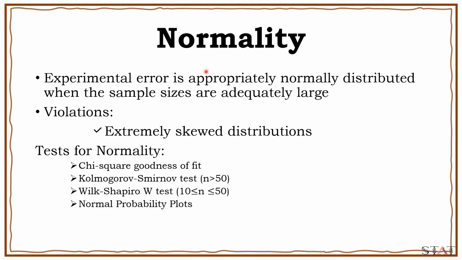So, the next assumption is normality. Experimental error is appropriately normally distributed when the sample size is adequately large. What are the violations? An extremely skewed distribution. For the test for normality, we could use the chi-square goodness of fit, the Kolmogorov-Smirnov test, the Shapiro-Wilk W test, and normal probability plots. Sometimes this is also already presented if you use computer-aided software to test for normality.